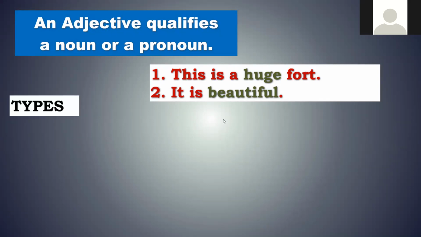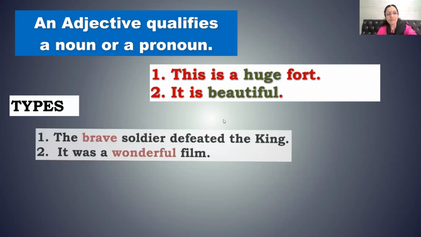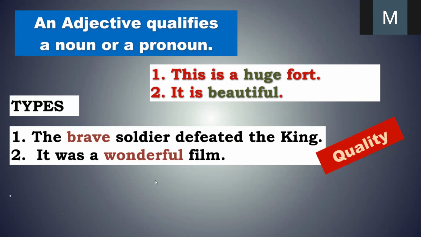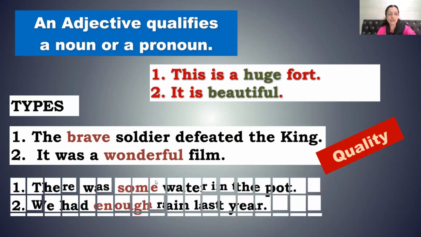What are the different types of adjectives that we know? Okay, let me give you some sentences. The brave soldier defeated the king. It was a wonderful film. So adjective of, yes, you're right. Quality, because it answers the question, what kind of? Quality.